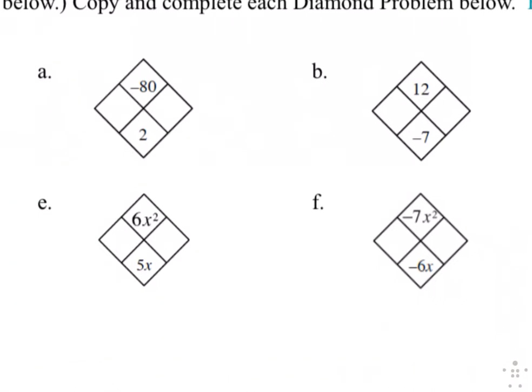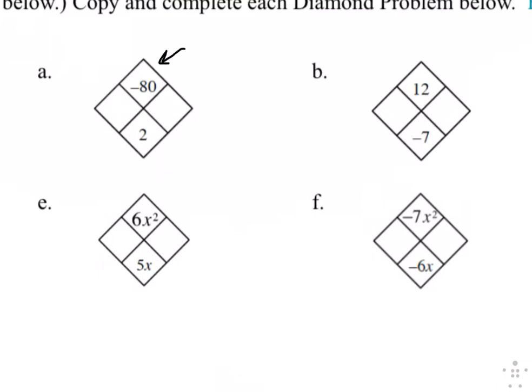Okay, for A, they want to know what times what is negative 80, and added gives me 2. So we're looking for a positive and a negative number, right? Because multiplied is giving us negative. And the difference between the positive and negative number, the absolute value, is 2, because when we add them. So we need two numbers close to each other that give us negative 80 when multiplied.